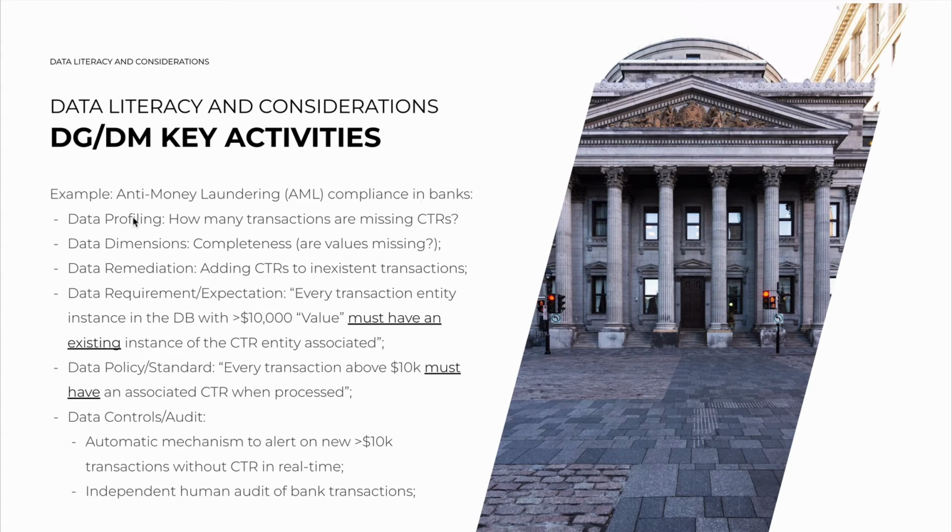Data profiling is the first stage. The data management team goes in and asks how many transactions are missing CTRs. It's profiling that dataset. The data dimension in specific here is completeness. That is, how many values are actually missing. Then we may have data remediation after the results of profiling. That is, we add currency transaction reports to nonexistent transactions. We go in and we add the data.